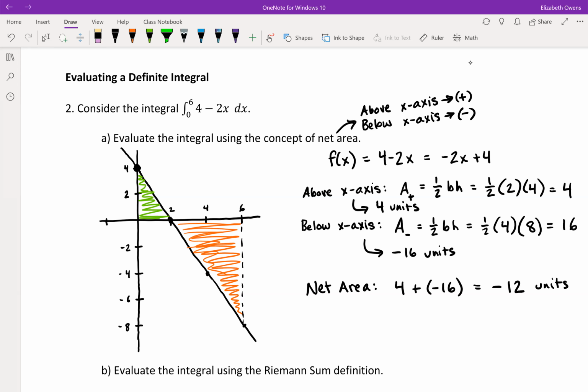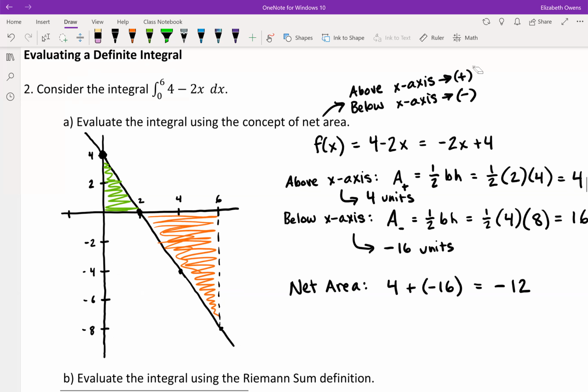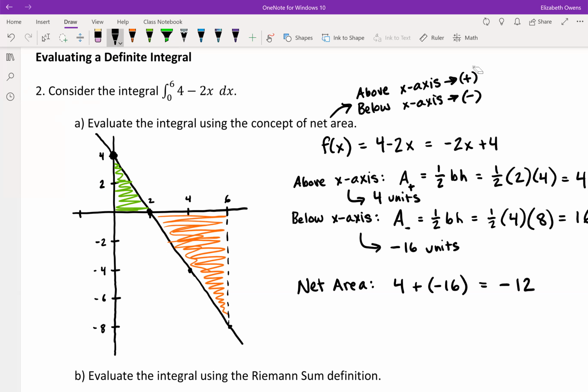The units are a little weird, but with the integral, we're not quite as concerned with the units on our area as we are with the value, because what this tells us is that the integral from 0 to 6 of 4 minus 2x dx, that integral is going to equal negative 12. Okay, and so that is the value of this integral.